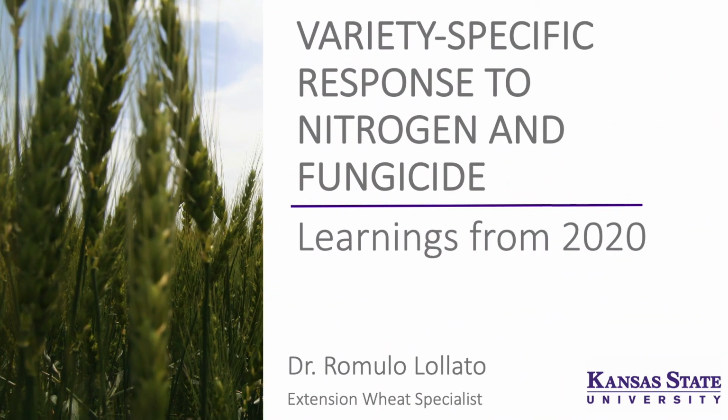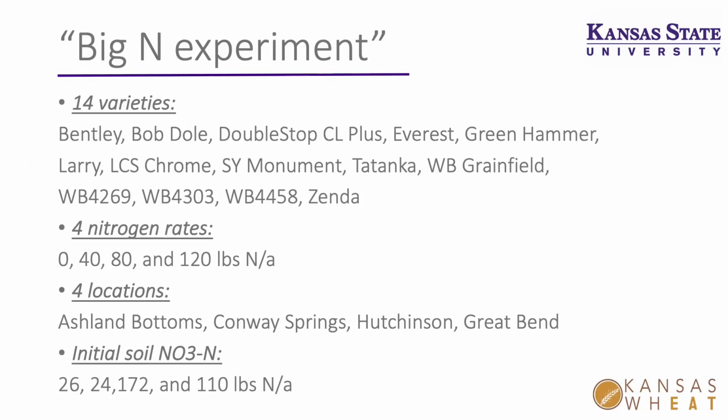So we actually had a trial with 14 winter wheat varieties that are well adapted to central Kansas, and we ran this trial in 4 locations, right? And we were exposing those varieties to either 0, 40, 80 or 120 pounds of nitrogen per acre. Now, when we accounted for the amount of nitrogen in the soil at planting, it ranged from about 25 pounds of nitrogen per acre in the 3-foot profile, all the way to about 170 units of nitrogen in the soil at planting. You can already imagine that we had quite different responses, right?